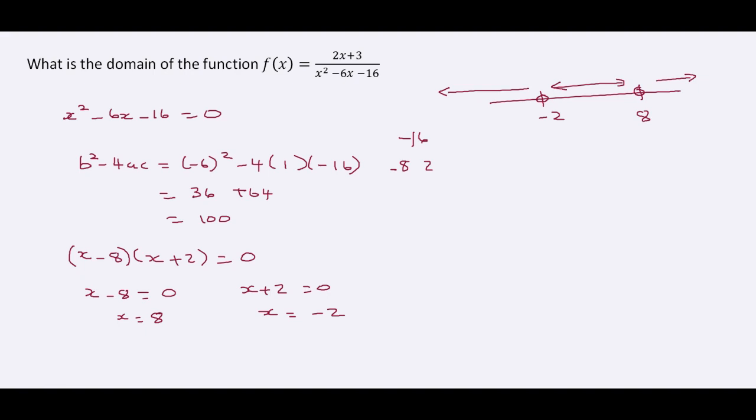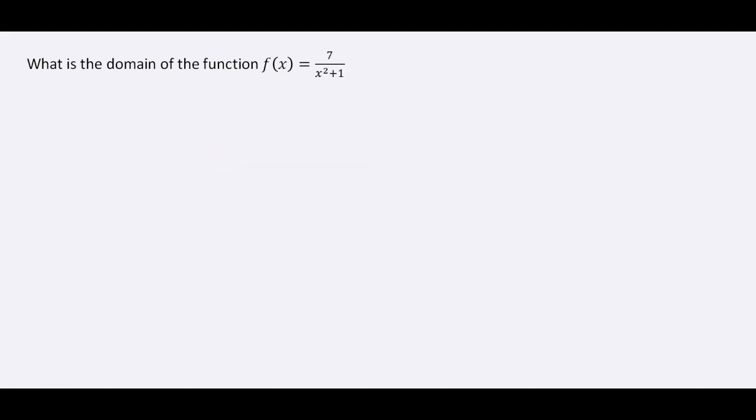So our domain is going to be from negative infinity to negative 2. We're also going to have negative 2 all the way to 8. And then we're going to have 8 to positive infinity. So to join them together, we're going to put the union sign right here. Finally, what is the domain of the function f of x equal to 7 over x squared plus 1?